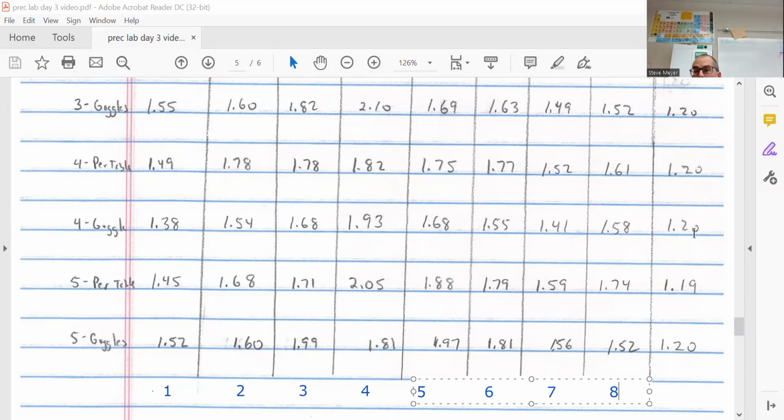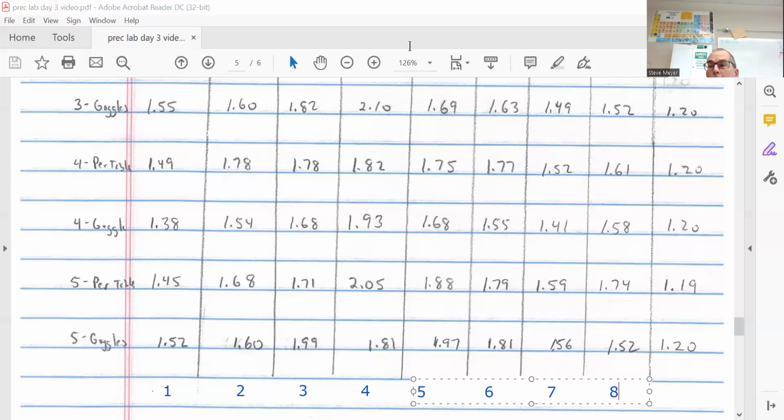And then this column right here on the far right is the mass of your empty filter paper. So again, if you had test tube 8, it would be 1.52 minus 1.20, if you're in the goggle group for this one, and you're going to figure out that's 0.32 grams. You're going to use that as your moles and ultimately find the molar mass there. So hopefully that helps getting your data out and you can take a look at it right there.